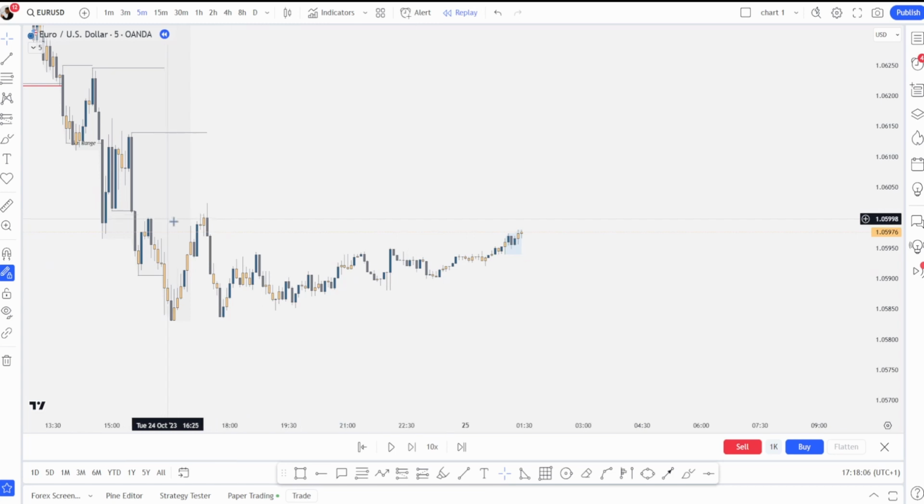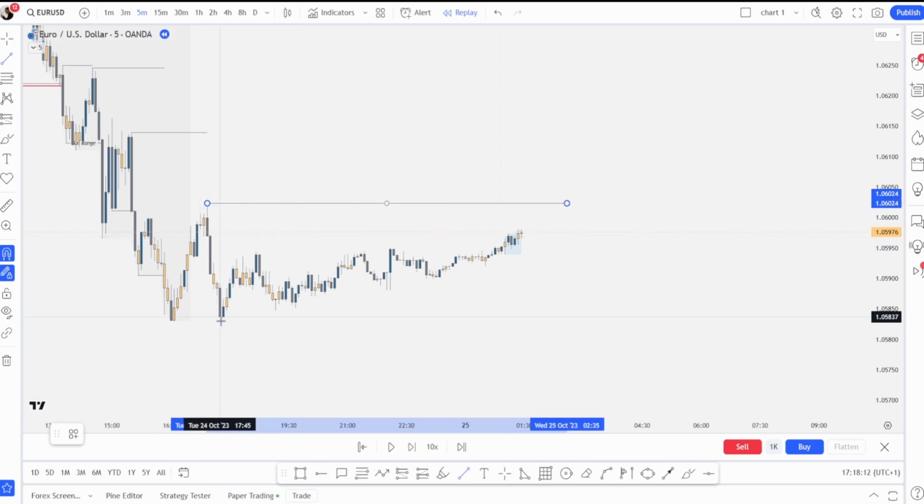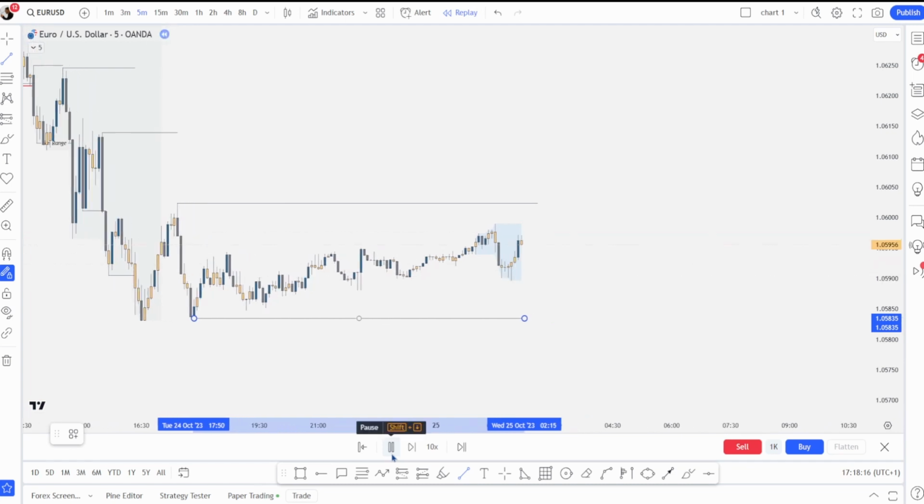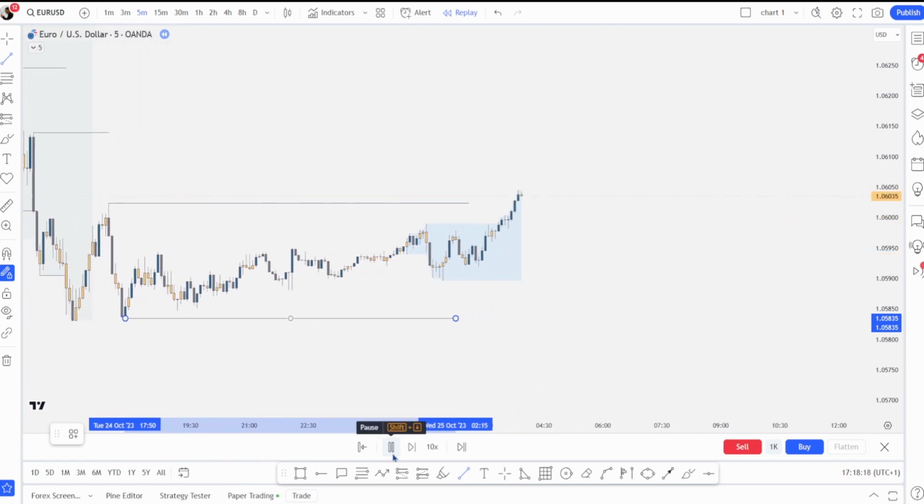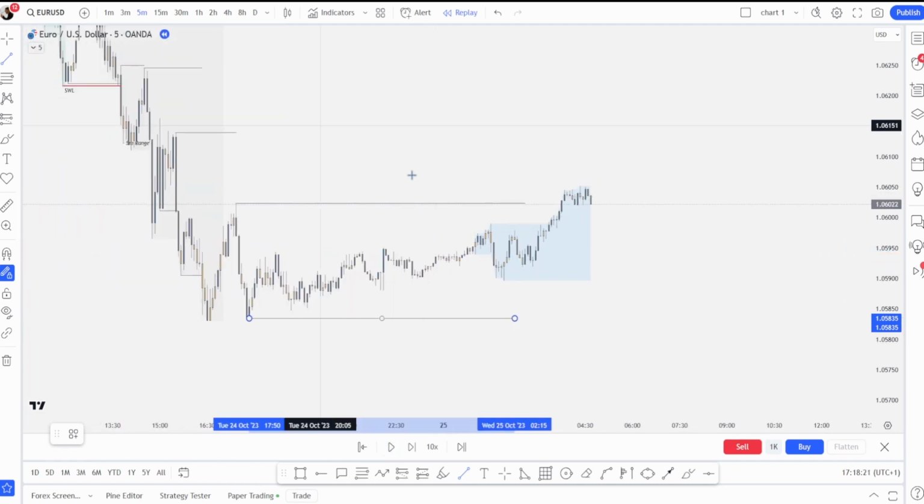Still playing within this honestly dreadful price action here. We have this high and this low, which isn't our range, but this is where we're playing within at the moment. Okay, so as it stands, we don't actually have a confirmed range.